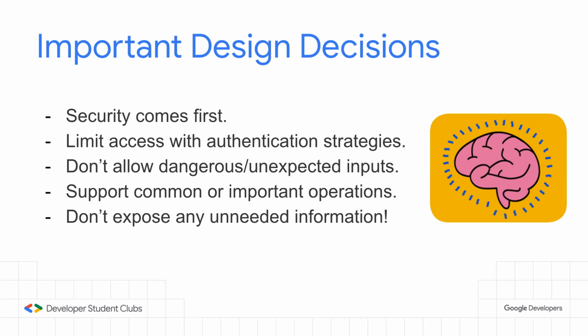Again, don't expose any unneeded information. If you're creating a route, you don't want to just pass back information willy-nilly. If your route has a specific function, it probably shouldn't access any data outside that function in case something were to go wrong.